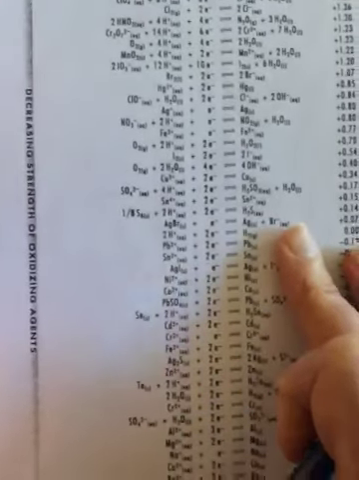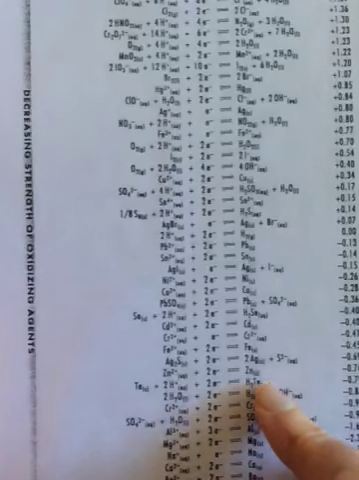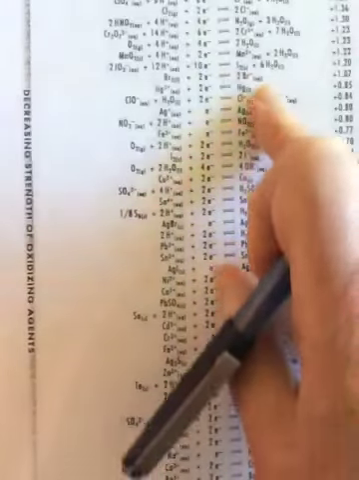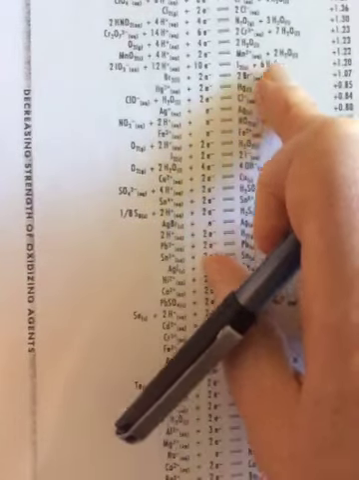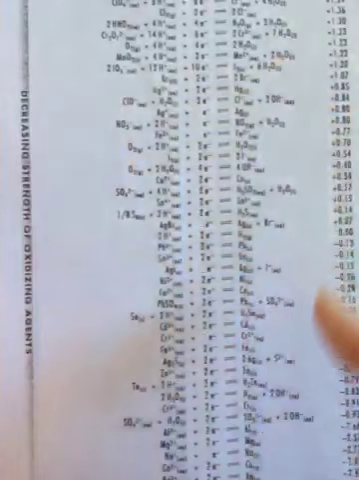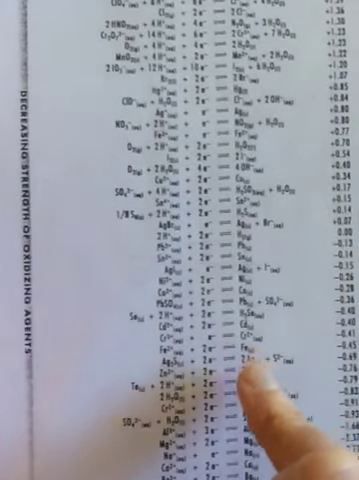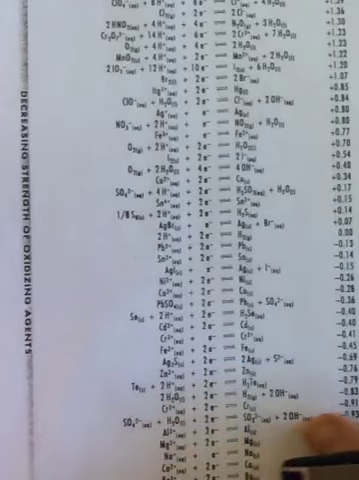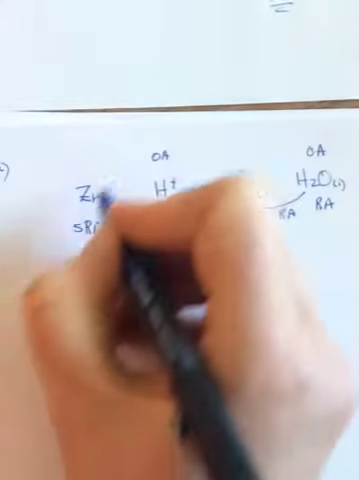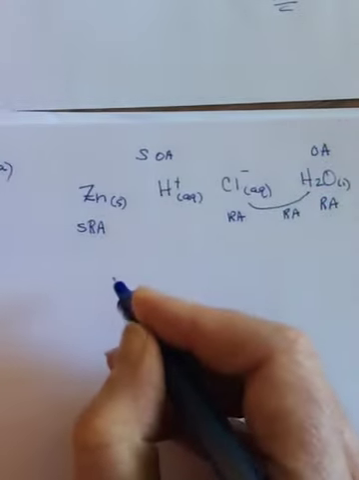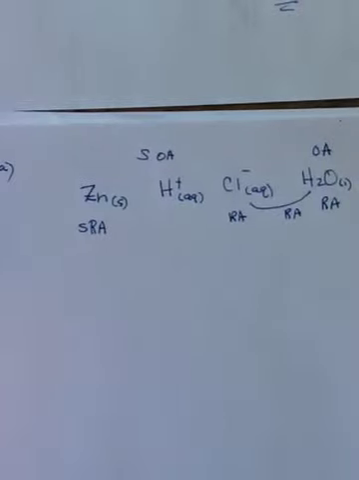For reducing, we have our Zn down here. We have our Cl linked with our water, and our Cl alone all up there. So it is our Zn, that's our strongest reducing agent. So strongest reducing agent, strongest oxidizing agent. Now we write our half reactions.